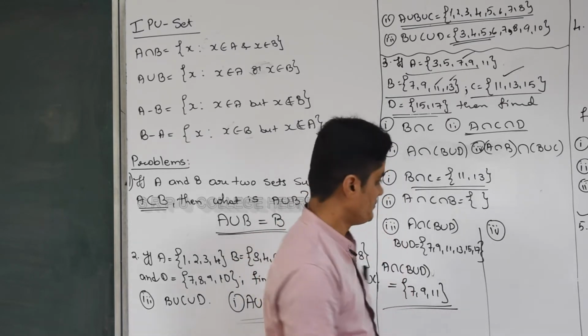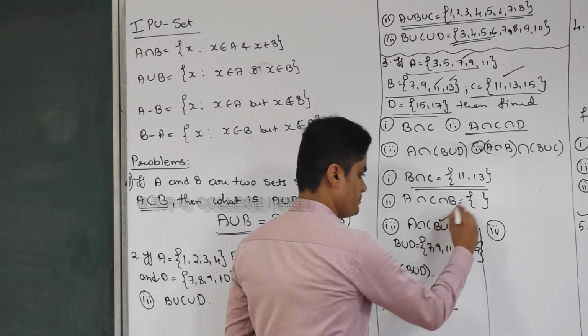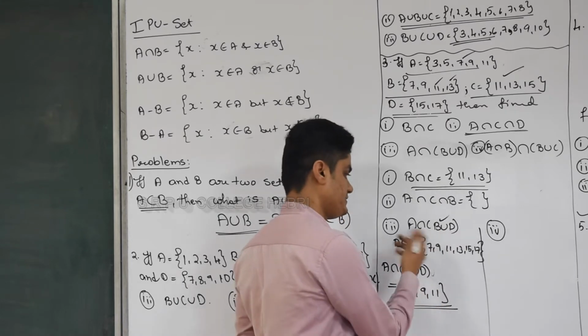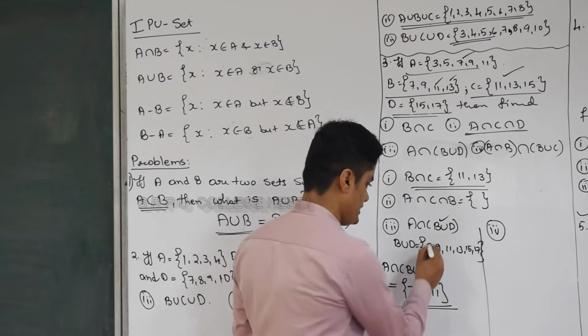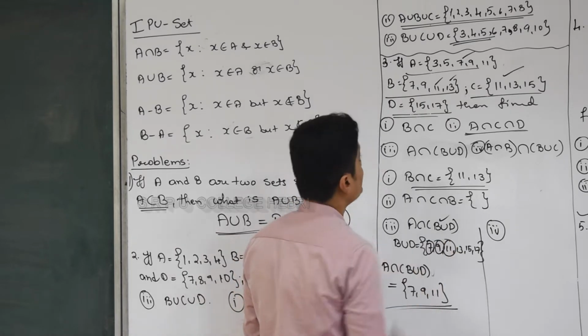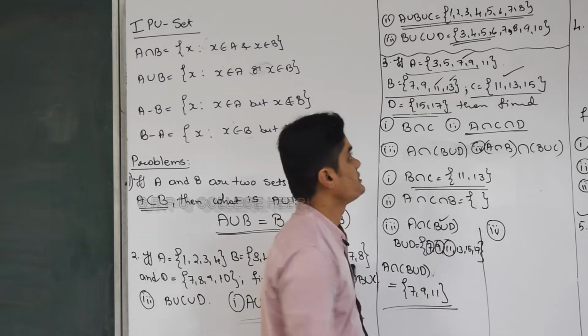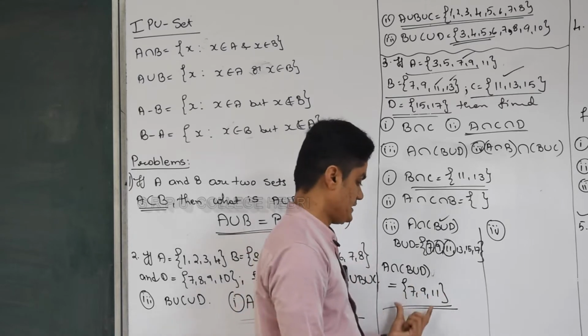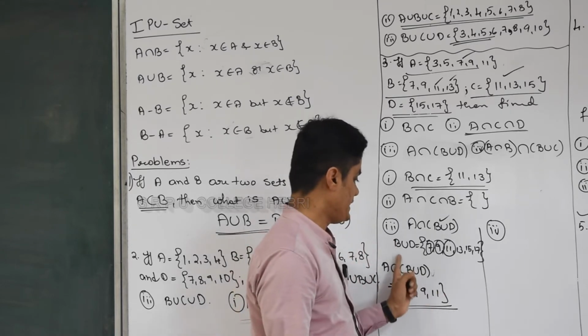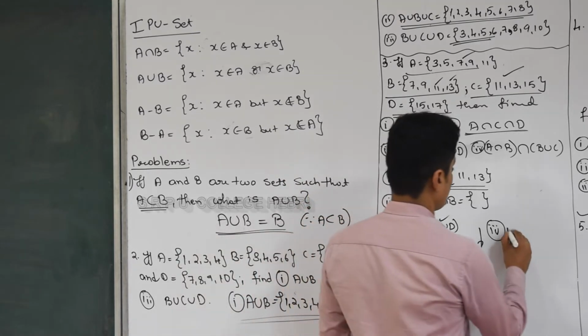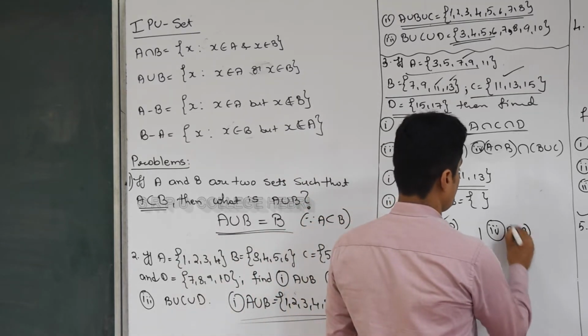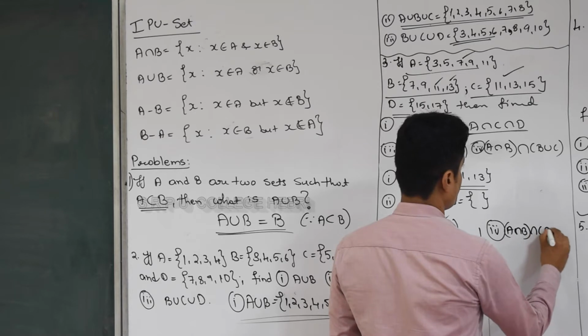Is it understood? Very simple problem. First you find out B union D, then take the intersection with A. You will get 7, 9 and 11 as the answer, because 7 is there in A, 9 is there in A, 11 is also there in A, but the other elements are not there in A. So these are the three common elements between A and B union D. Understood? Yes, very good.